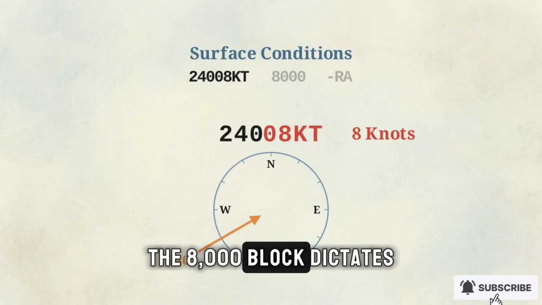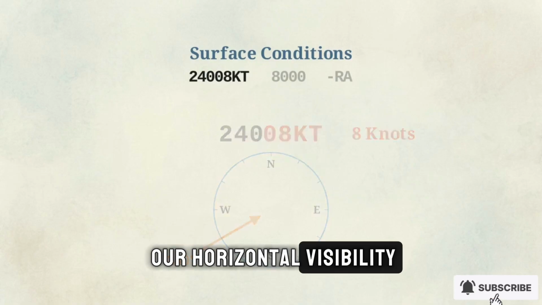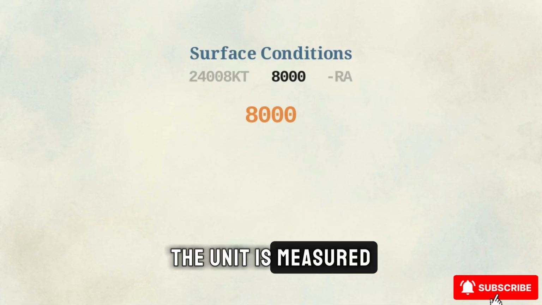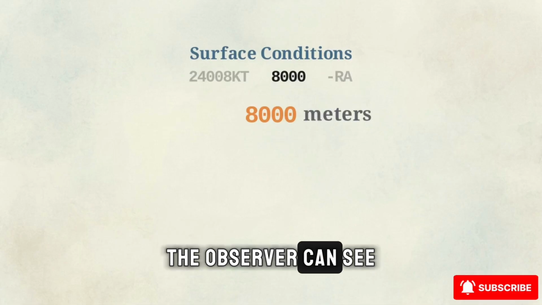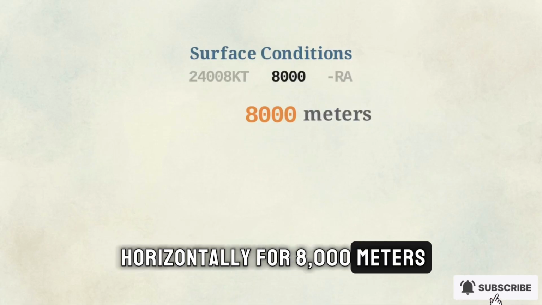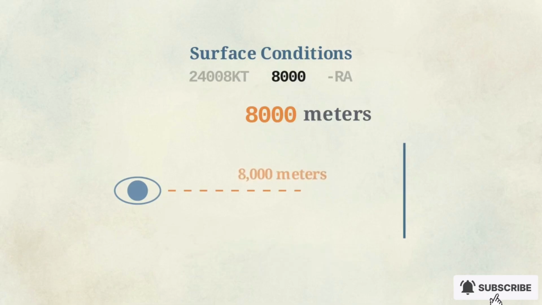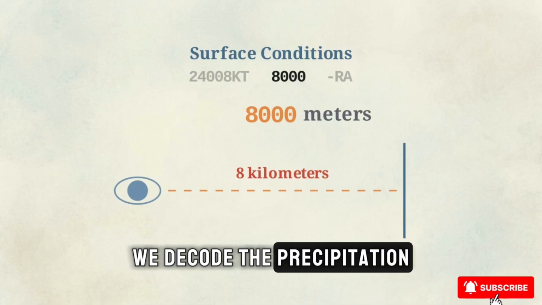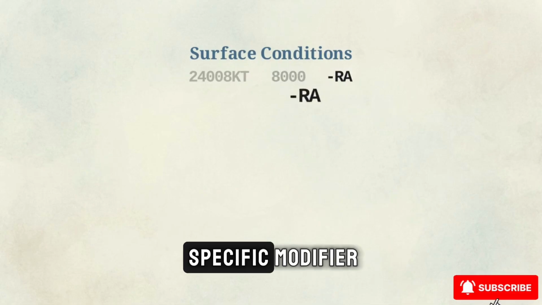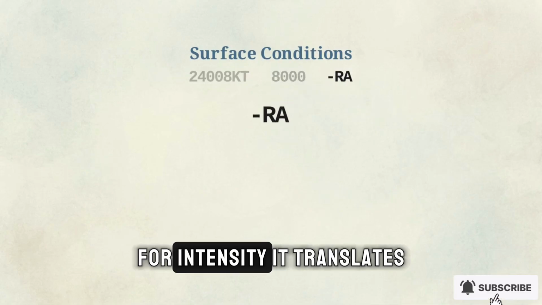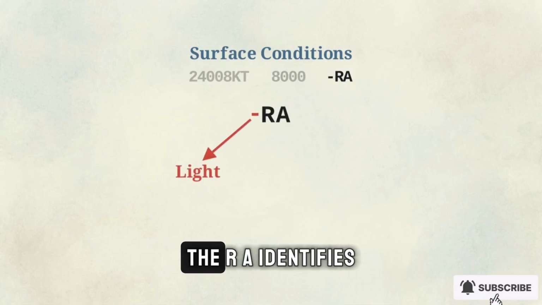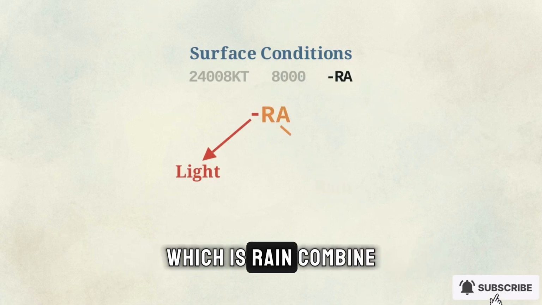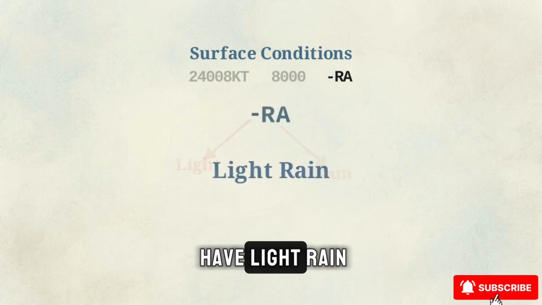The 8000 block dictates our horizontal visibility. In this international reporting format, the unit is measured in meters. The observer can see horizontally for 8,000 meters, or 8 kilometers. Moving to the -RA block, we decode the precipitation. The minus sign at the front is a specific modifier for intensity. It translates to light. The RA identifies the specific weather phenomenon, which is rain. Combine the terms and we have light rain.